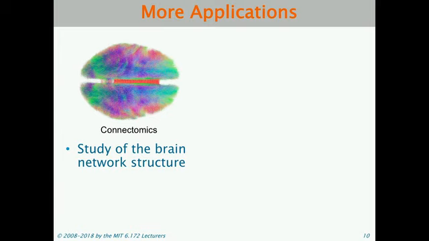Another application is connectomics. Connectomics is the study of the network structure of the brain. Here the vertices correspond to neurons, and an edge between two vertices means that there's some sort of interaction between the two neurons. Recently there's been a lot of work on trying to do high-performance connectomics. Some of this work has been going on here at MIT by Professor Charles Leiserson and Professor Nir Shavit's research groups. So recently this has been a very hot area.